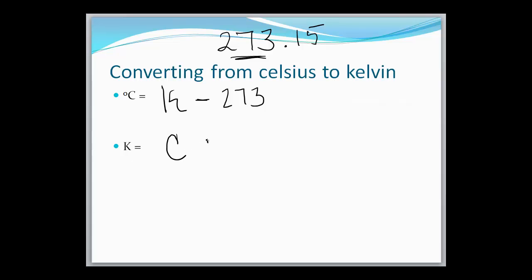Okay, so the conversion between Celsius and Kelvin is rather simple. It's a difference of 273.15, but using 273 is perfectly acceptable. If you're trying to find the Celsius temperature from Kelvin, you're simply going to take your Kelvin temperature minus 273. And if you're trying to find Kelvin from Celsius, you're going to take your Celsius temperature and simply add 273.